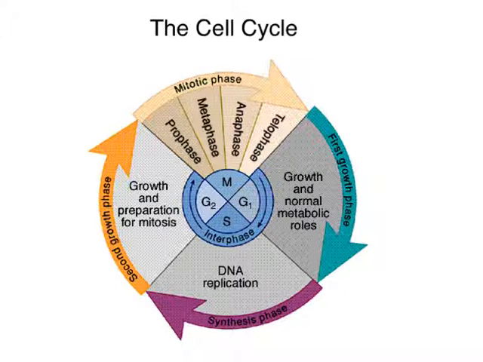Tonight we're going to talk about the cell cycle. The cell cycle has four major parts. We have G1, S, G2, and M, and those each stand for something.